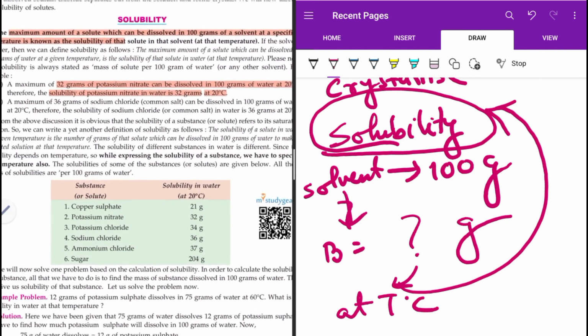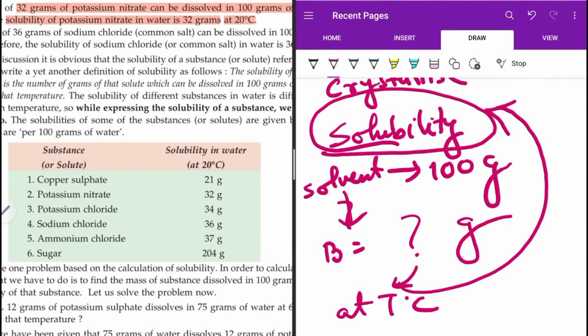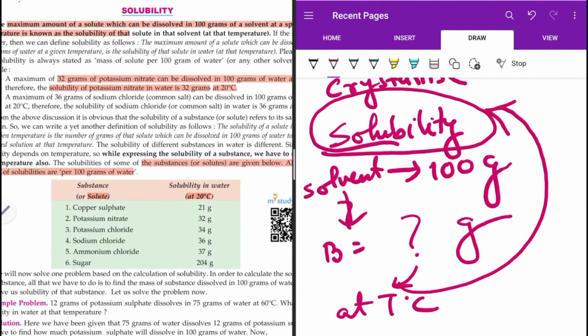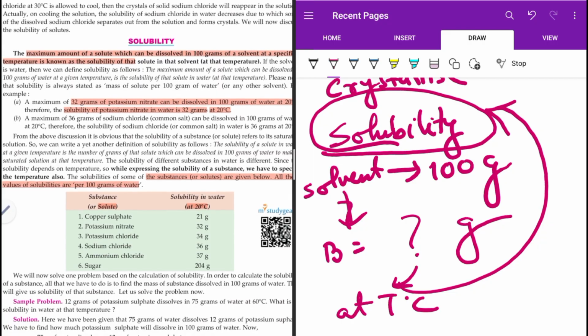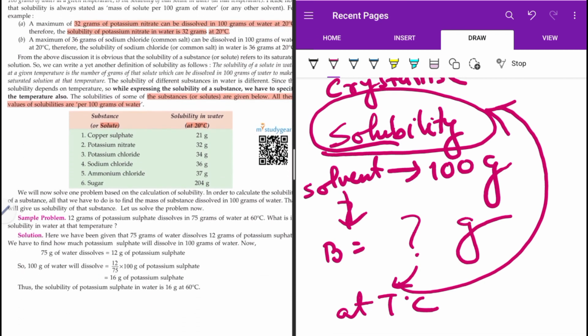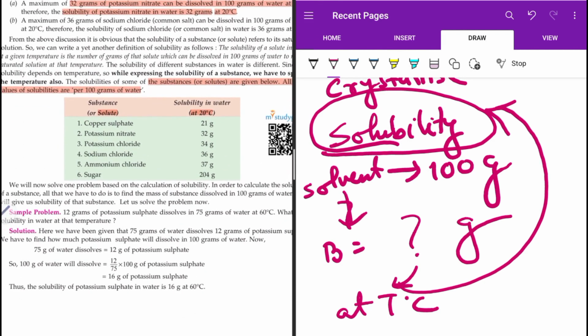Okay, so next let us see. At 20 degrees Celsius, these are examples of different solutes dissolving, of course, per 100 gram of water. According to the data, we can see that 37 gram of ammonium chloride and 204 gram of sugar get dissolved at 20 degrees Celsius. So at this temperature, sugar has the maximum solubility in 100 gram of water.